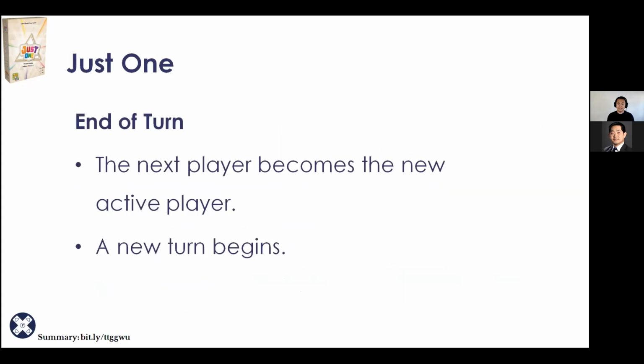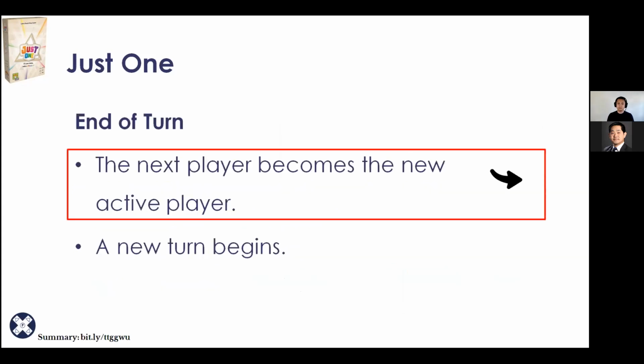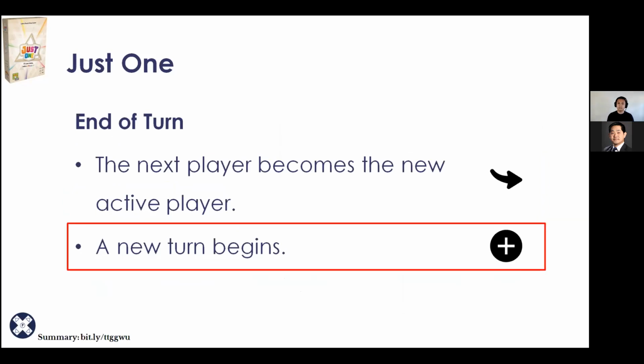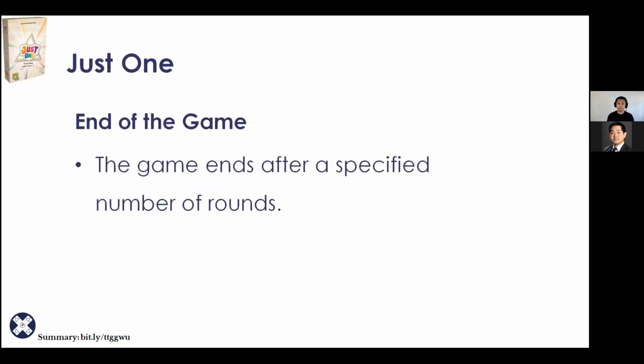All right, so at the end of the turn, it's very simple. The next player becomes the new active player, so turns pass to the left, and then a new turn begins, and we continue playing the game from there.